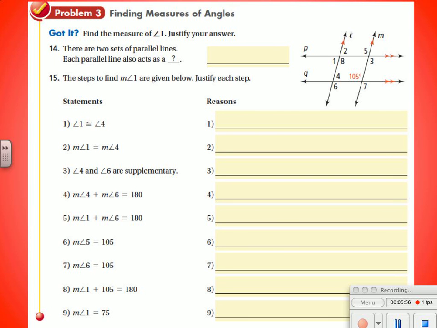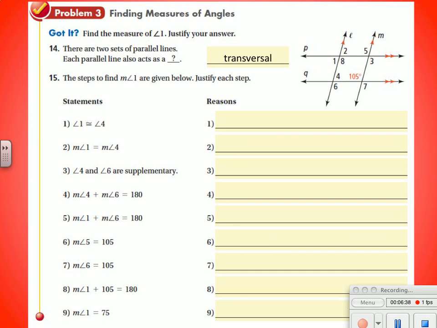Finally, we're going to look at how to find measures of angles. This is the algebra part y'all like. So we want to find the measure of angle 1. There are two sets of parallel lines, and each parallel line also acts as a transversal. So L is a transversal of P and Q, and M is a transversal of P and Q. In addition, P is a transversal of L and Q is a transversal of L and M. So it creates a whole bunch of alternate interior angles, corresponding angles, alternate exterior angles, and consecutive interior angles.